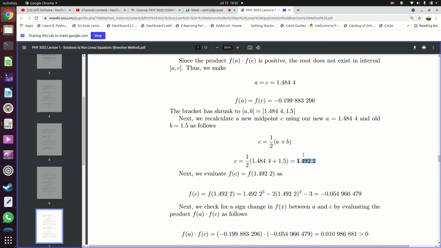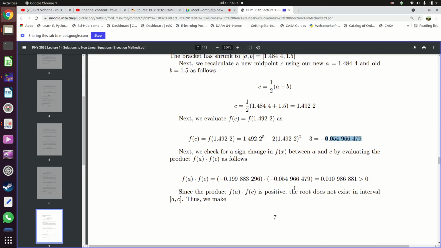So the bracket now is very, very thin. You work out the value of the function at this midpoint. f of 1.4922 is 1.4922 to the power 5 minus 2 times 1.4922 to the power 2 minus 3. This gives you minus 0.045966478. This is negative.